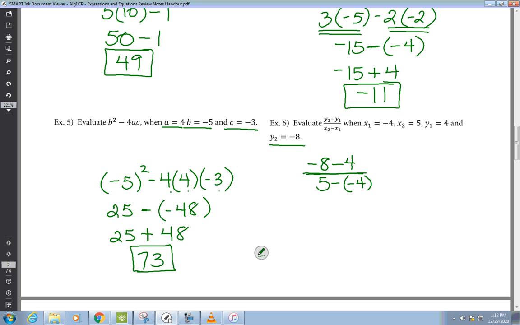So we plug in everything first. Now we start solving it out. Negative 8 minus 4, negative 12. 5 minus negative 4 will give you 9. So you have negative 12 divided by 9. It's a fraction. You can reduce it. Divide the top and the bottom by 3. So you get negative 4 over 3. And that's your final answer.